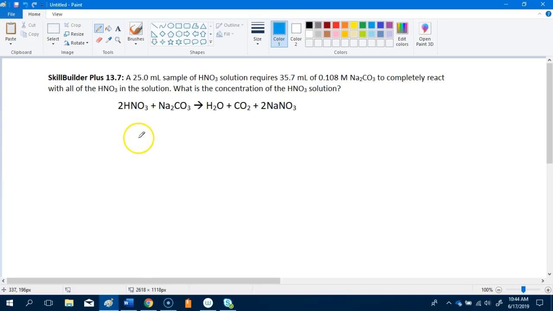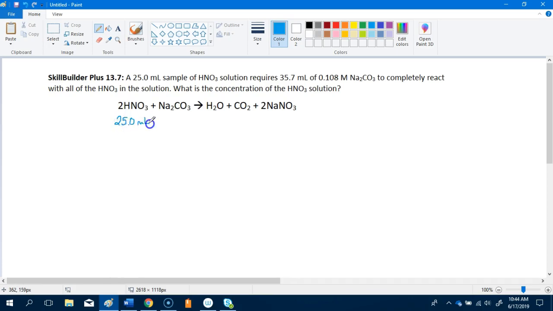SBPlus 13.7, we are building on what we did in SBPlus 13.7. So we're using the same reaction, which is 2 hydrogen nitrates plus 1 sodium carbonate. They react together to give us water, carbon dioxide, and sodium nitrate. In this example, we're given 25 milliliters of hydrogen nitrate, so I like to put that right underneath my formula.